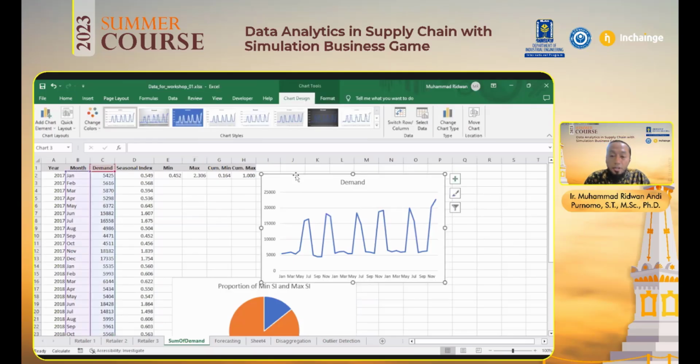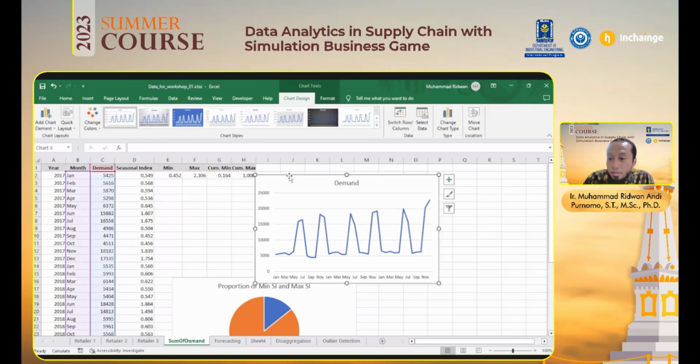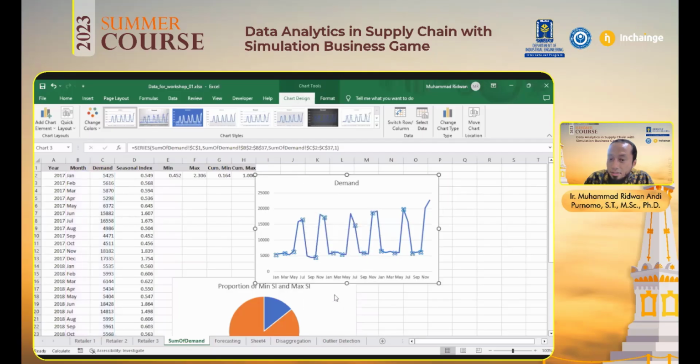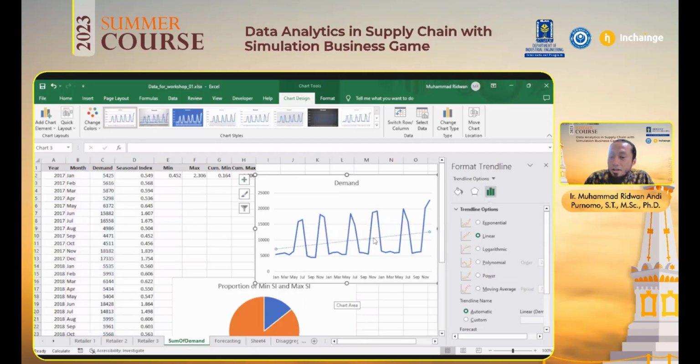Then how do we say what the trend is? It is positive, flat, or negative. To know the trend of the demand, we can use the built-in function in Excel. How to access the function is very simple. Just click this line, and after that we right-click it, and choose this one, Add Trendline. Now we have the trend line.